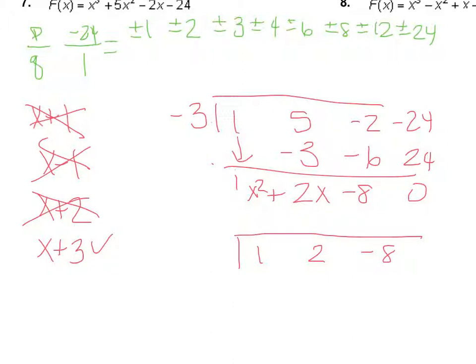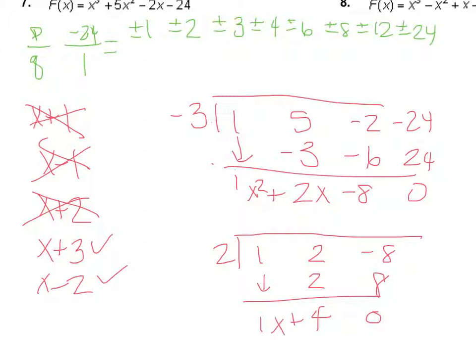So I'm going to go ahead and try x minus 2 as a factor. Plug in my 2 there. Bring down the 1. 2 times 1 is 2. 2 plus 2 is 4. 2 times 4 is 8. Negative 8 plus 8 is 0. So this one was also a factor, and that left me with 1x plus 4. So my last factor is x plus 4.